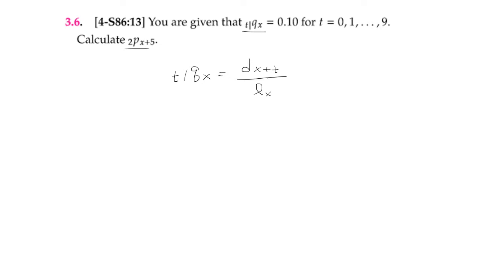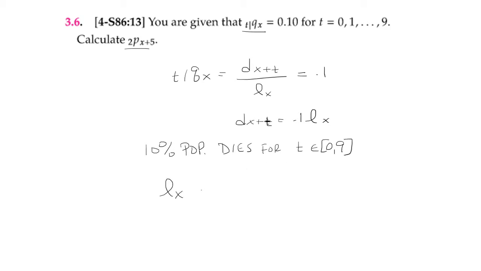So this is just a formula. Now this is going to equal 0.1. So the number of deaths at age x plus t is going to be 10% of the population. And this holds for t equals 0, 1, all the way up to 9. So this means 10% of the population dies for any value between 0 and 9.